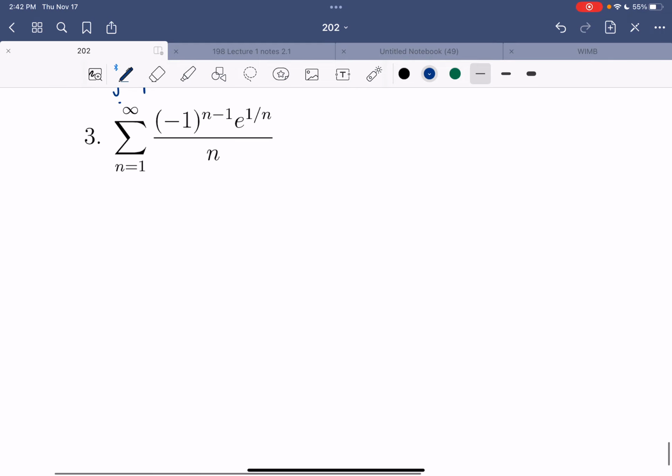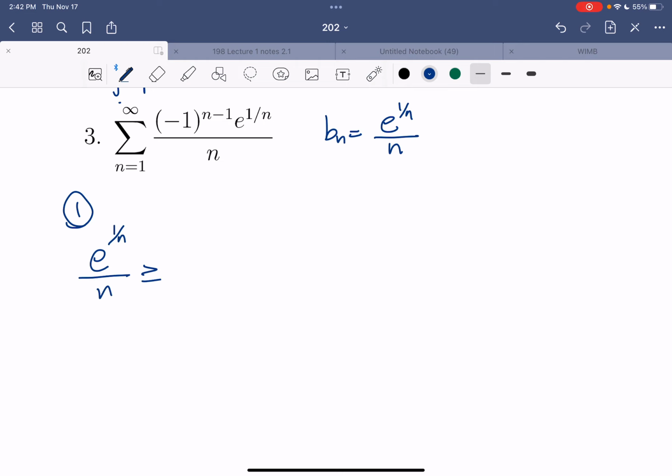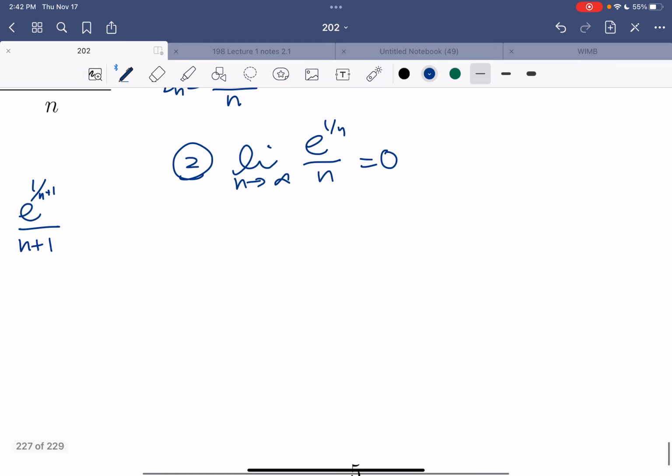All right, last but not least, let's take this one. We want to show both. Your bn, by the way, is e to the 1 over n, all over n. And we want to show that it's decreasing, so e to the 1 over n over n is greater than or equal to e to the 1 over n plus 1, all over n plus 1. We also want to show that the limit as n goes to infinity of e to the 1 over n over n is 0.